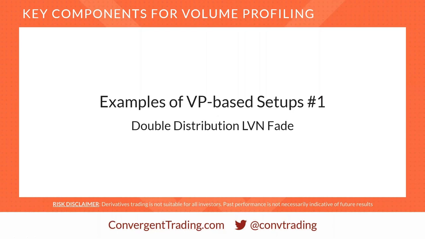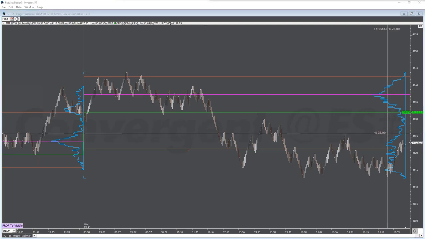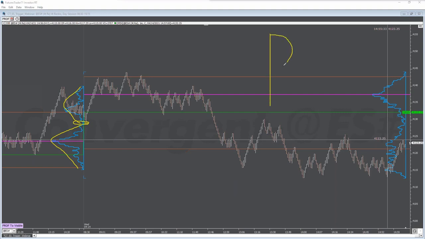The first setup I'd like to talk about is a double distribution LVN fade. This has already been discussed. I have a double distribution profile, which means I have a high volume node with a very low volume node where prices were rejected, volume was rejected, and then I have another high volume node. So a double distribution profile looks something like this. High volume looks like a big B. And what this does is it gives us a very clear zone of rejection. Lots and lots of trading here, lots and lots of trading here. And for some reason, the price in between is rejected. This is what this setup is.